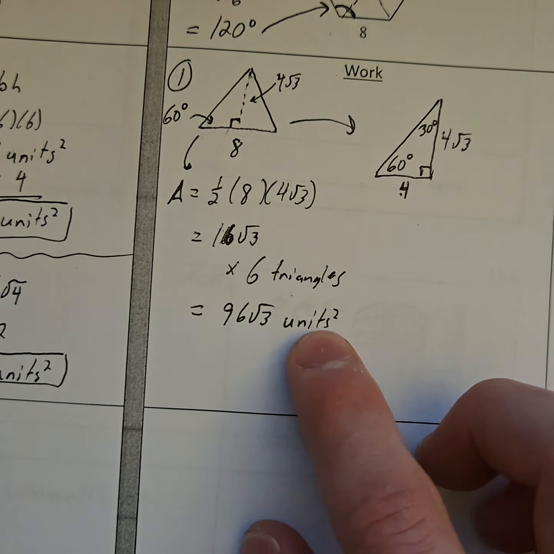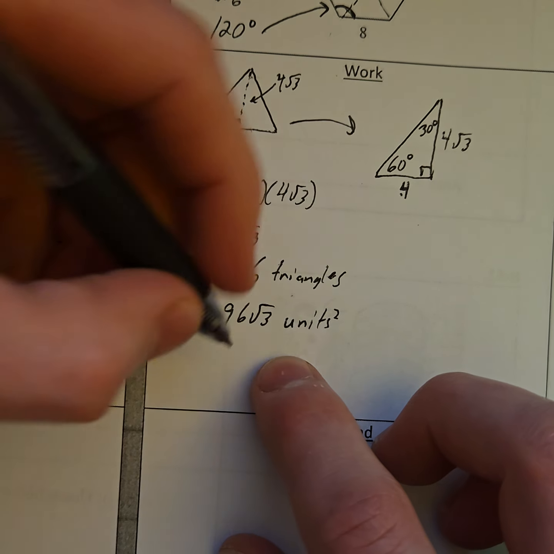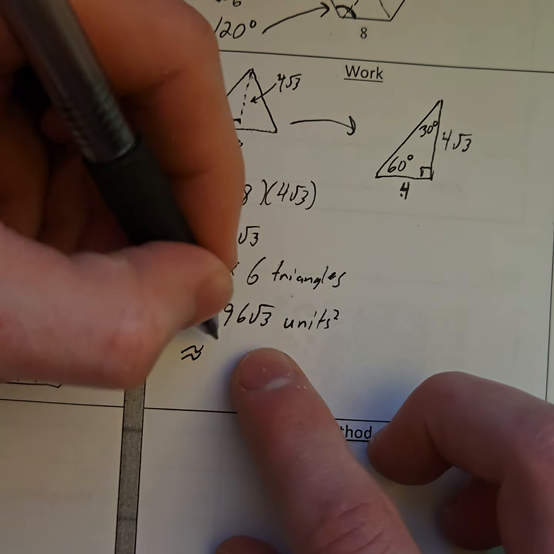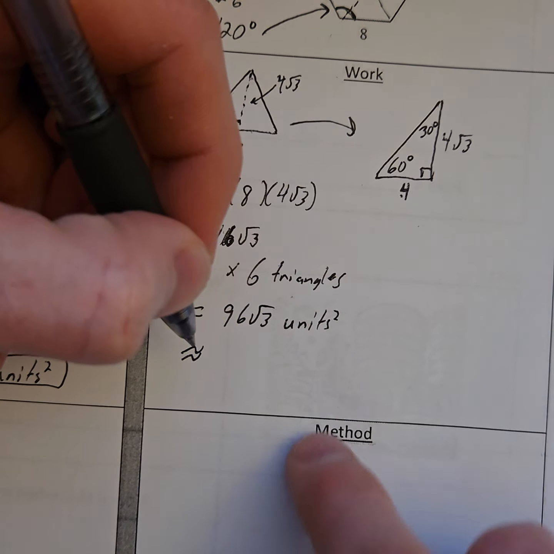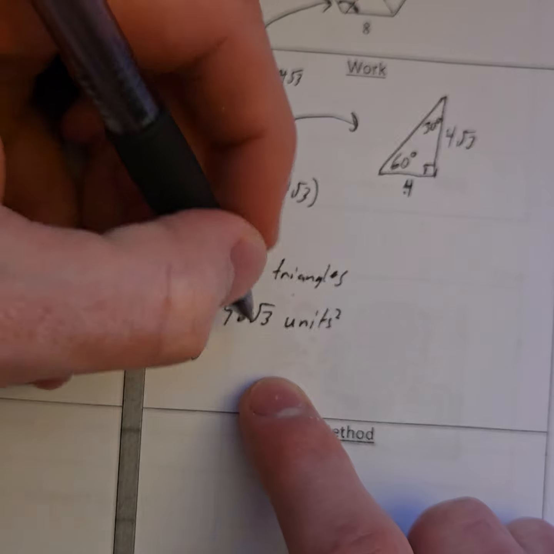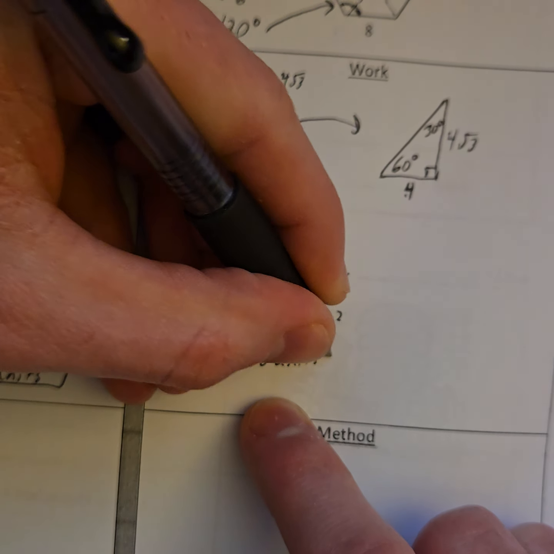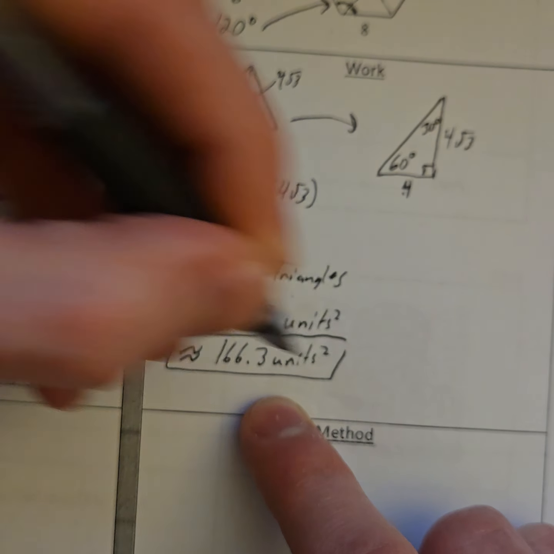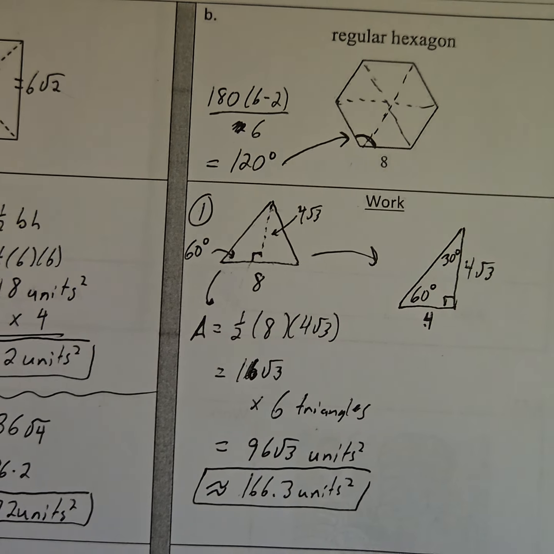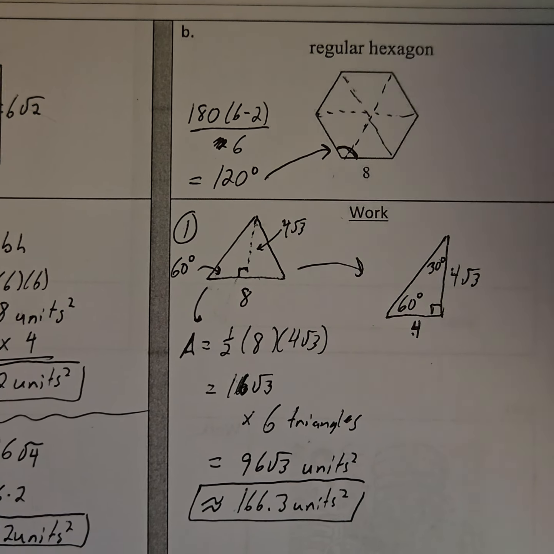There's your area. You could leave your answer like this if you wanted to, or you can get the decimal answer, which if you do that, 96 times the square root 3, you just type that in your calculator, get the decimal, and it's around 166.3 square units. Okay, there you go. All right, that was one method of finding the area.